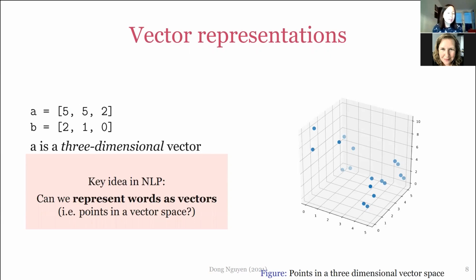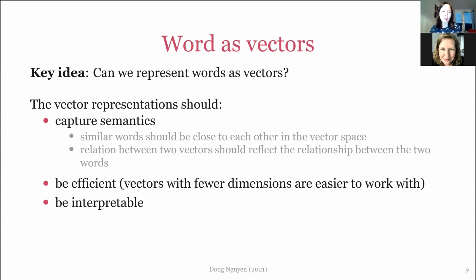Now, the key idea in natural language processing is, well, can we represent words as vectors? So can we represent words as points in a vector space? So each point in the vector space would be a word, and words that have similar meanings would be closer to each other. So if we have good vector representations for words, then ideally, as I mentioned, similar words should be closer to each other in a vector space.